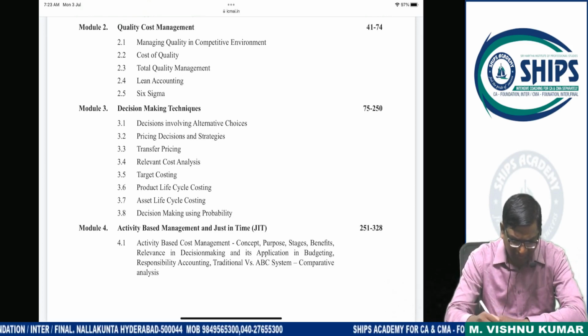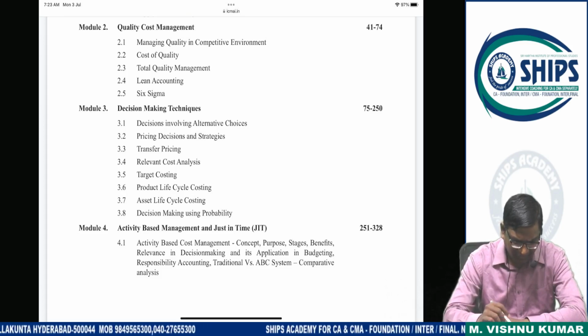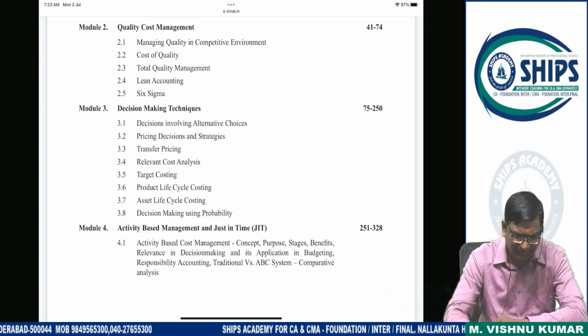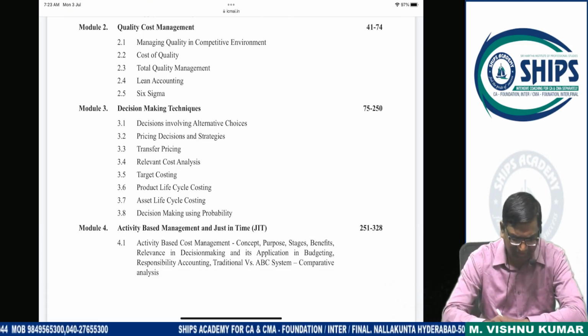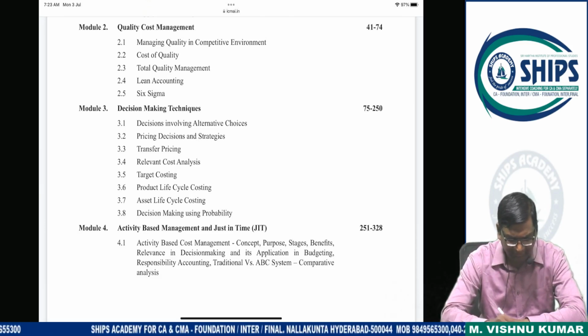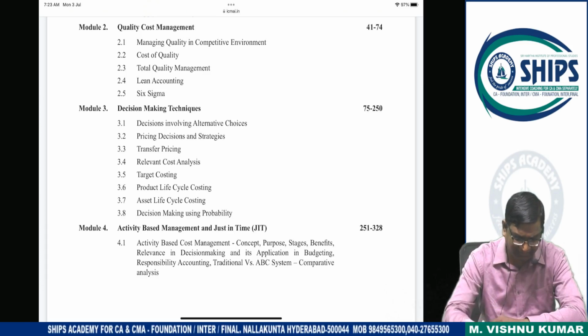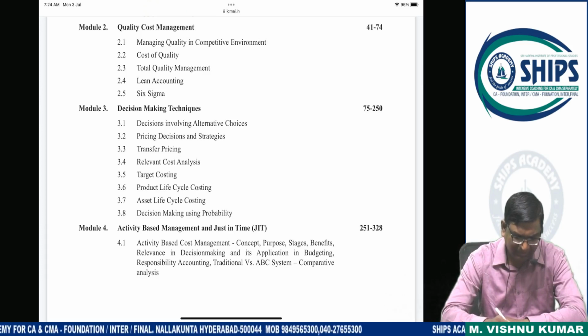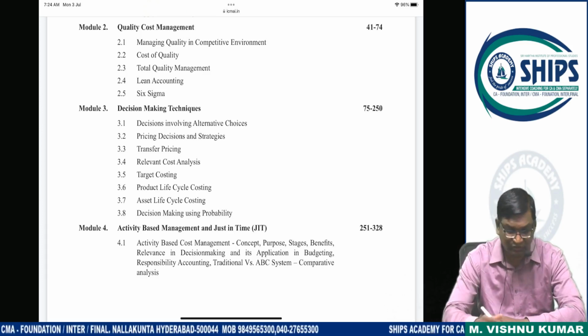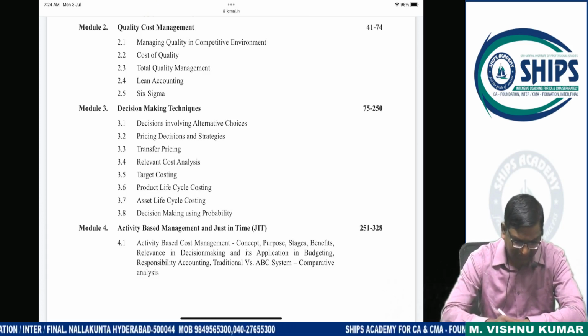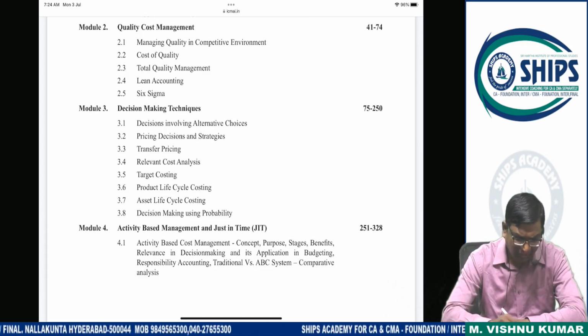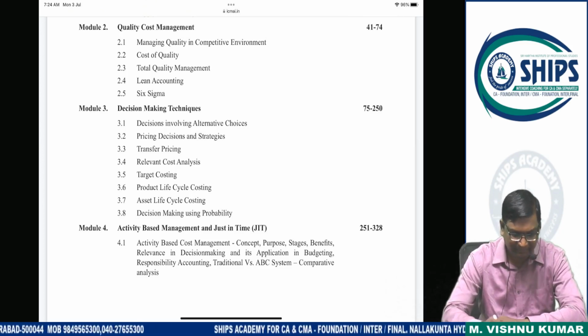So: decisions involving alternative choices, pricing decision, transfer pricing, relevant cost, target costing. Okay, from this the most challenging areas are decisions involving alternative choices and transfer pricing. Clear? Relevant costing is also important. Relevant costing is the backbone of decision making. So first we will start from relevant costing only. After understanding relevant costing, decision making is understandable. So this is the core topic. Right? Thereafter, target costing. Relevant costing means exactly what? I will explain step by step.